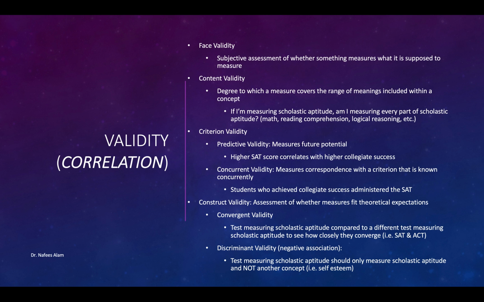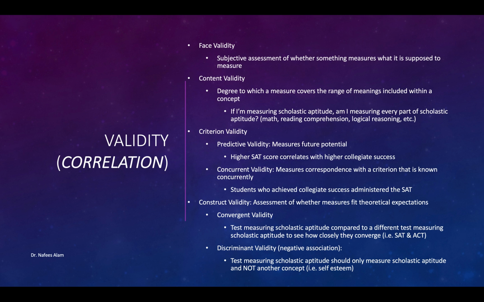So here in this example, if I'm measuring scholastic aptitude, am I measuring every part of scholastic aptitude? Am I measuring math? Am I measuring reading comprehension? Am I measuring logical reasoning? Right? Am I measuring every part of scholastic aptitude? If I say that I am measuring scholastic aptitude, that is content validity. Now, within criterion validity, you've got 2. So criterion validity itself is an umbrella term. Predictive validity, underneath the criterion validity umbrella, measures future potential.